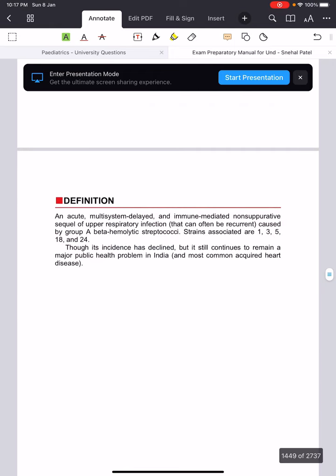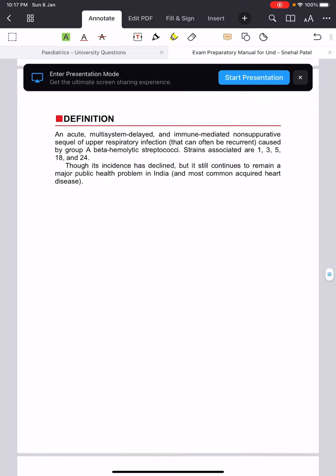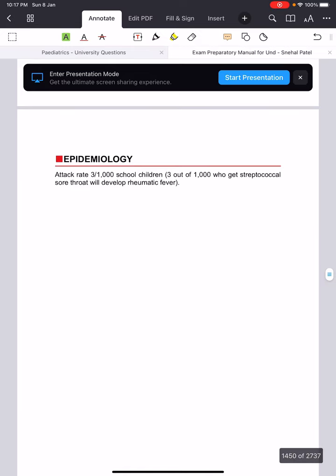It is an acute, multisystem, delayed, and immune-mediated non-suppurative sequel of upper respiratory infection by Group A beta hemolytic streptococci. It is acute, multisystemic, delayed, and immune mediated. It is non-suppurative. These are the key words that you have to remember. Though its incidence has declined, it still continues to remain a major public health problem.